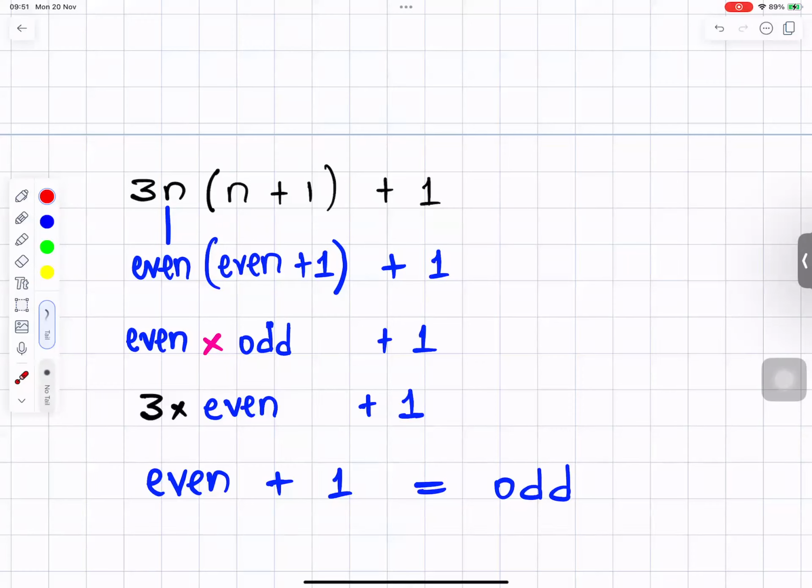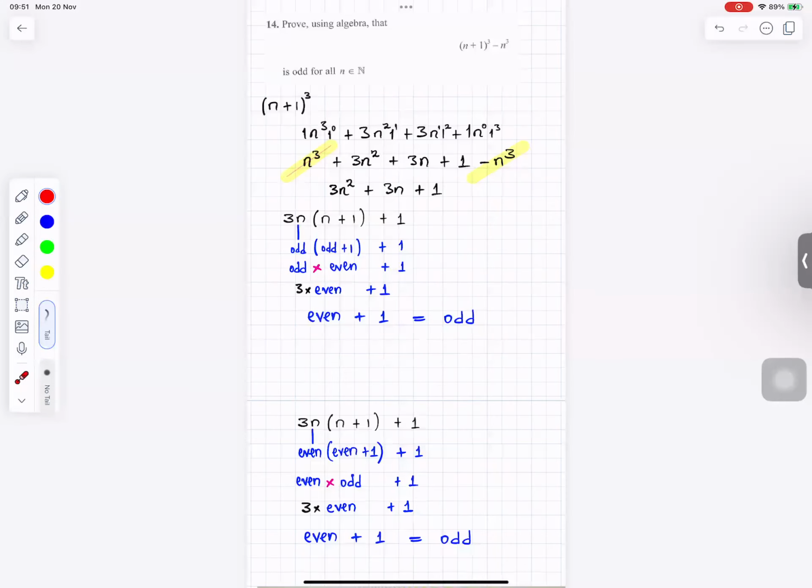The same here. If we choose n to be an even number, in the bracket, you add an even number plus 1, it gives you an odd number. An even number times an odd number gives you an even number. 3 times an even number gives you an even number. Add 1 to the even number, you'll get an odd number. So that's the complete picture of question 14.